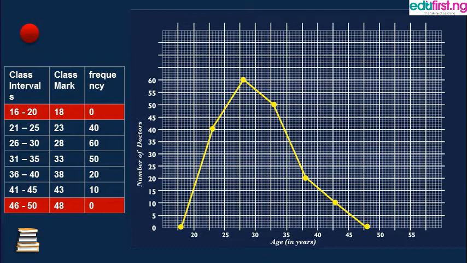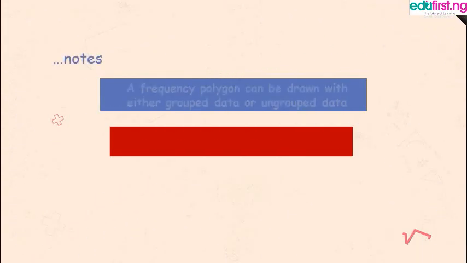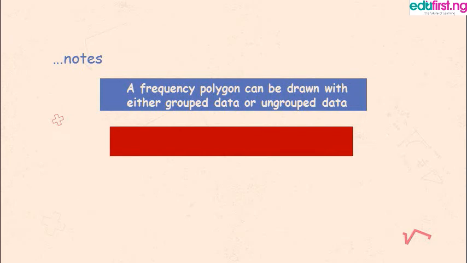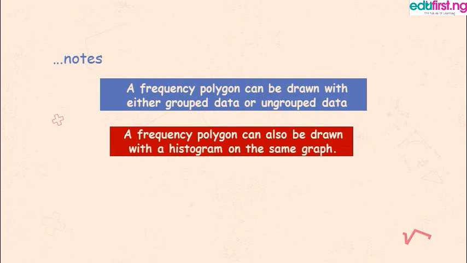Quite easy, right? You must also note that a frequency polygon can be drawn with either grouped data or ungrouped data. So irrespective of the frequency distribution table given to you, you can actually draw a frequency polygon if you follow the simple rules. Also, a frequency polygon can be drawn with a histogram on the same graph. So in some cases, you may be given a histogram to draw and a frequency polygon to draw on the same graph. That shouldn't be a problem for you.